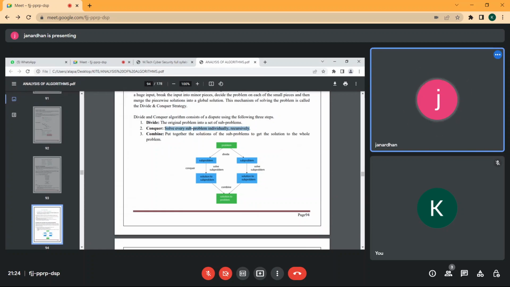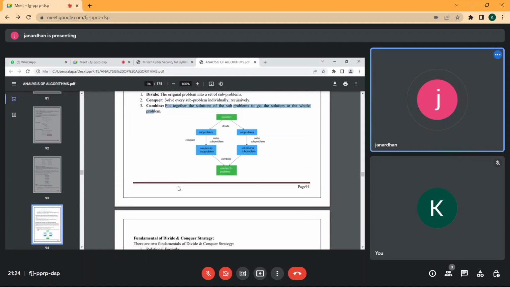Next, combine: put together the solutions of the subproblems to get the solution to the whole problem. Next, the problem is divided into subproblems first. Then solve these subproblems, and you will get the solutions for the subproblems. Then in the combine step, you need to combine all the subproblem solutions, and then you will get the main problem solution.